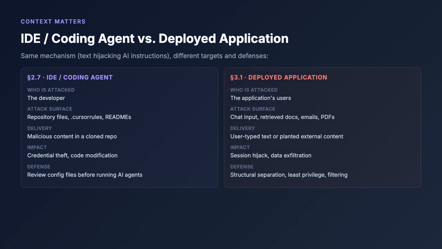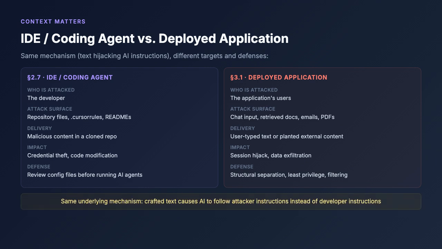This section covers injection targeting your deployed application. The target is your users. The attack surface is chat input, retrieved documents, emails, and PDFs. The impact is session hijacking and data exfiltration. The defense is structural separation, least privilege, and output filtering.